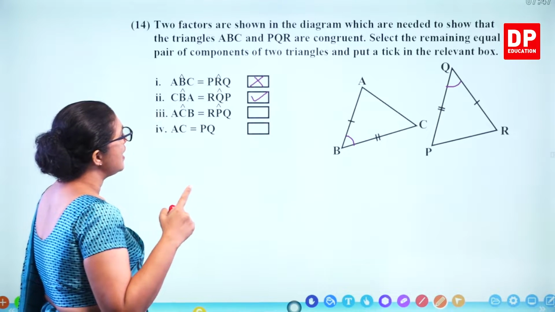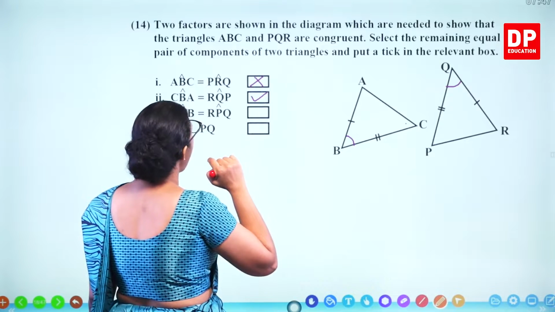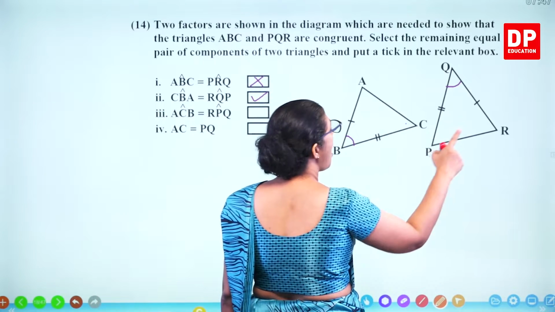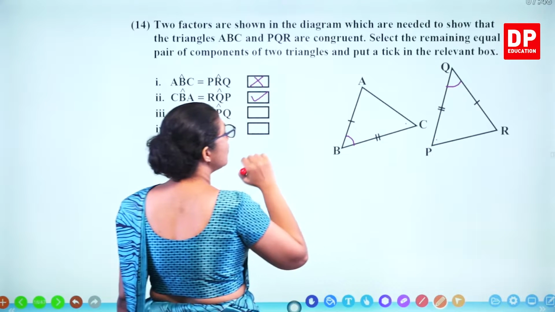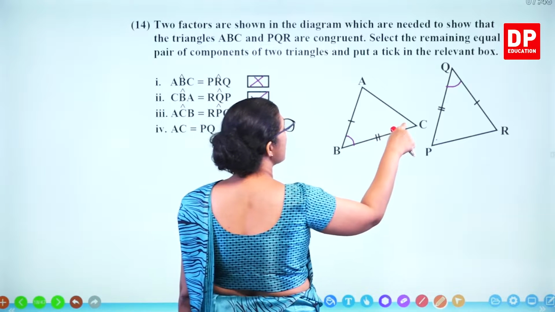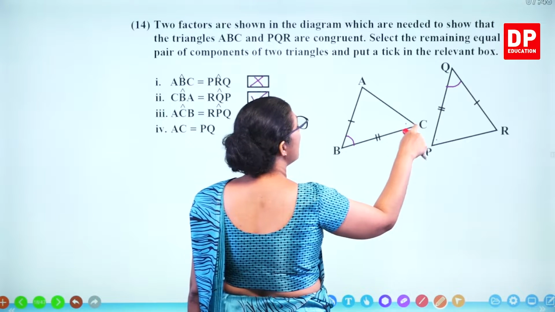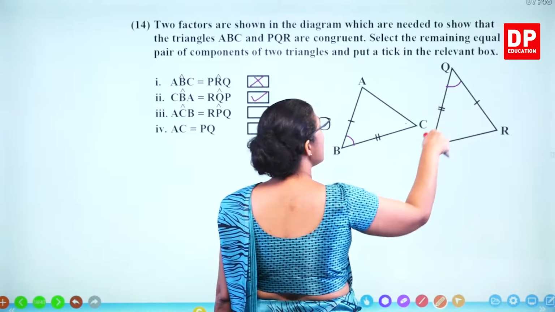ACB, this angle, RPQ, this angle. So look at this one, opposite to this length, this angle. Opposite to this side, this angle.